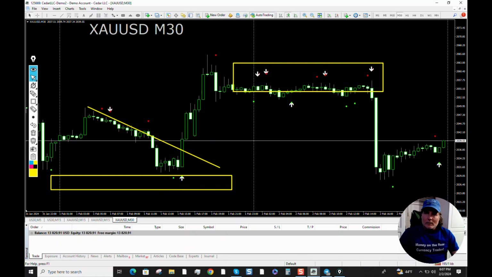I don't know if we had one down here at the bottom. Yep, we had a green dot. So if you took this trade, it told you to get out here. Took that trade, told you to get out. Well, it probably hasn't got that far yet. But you get the idea.